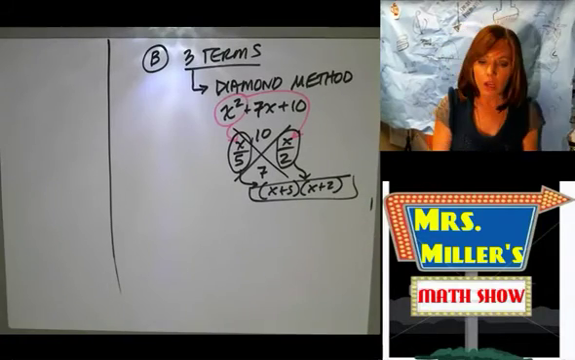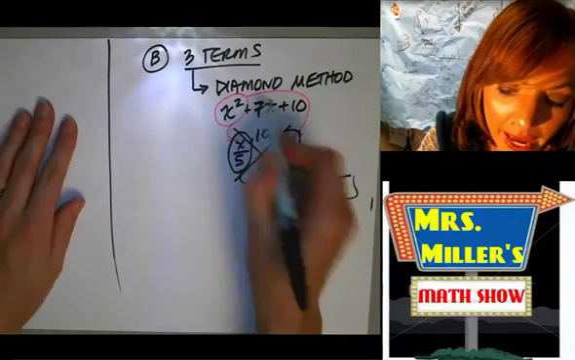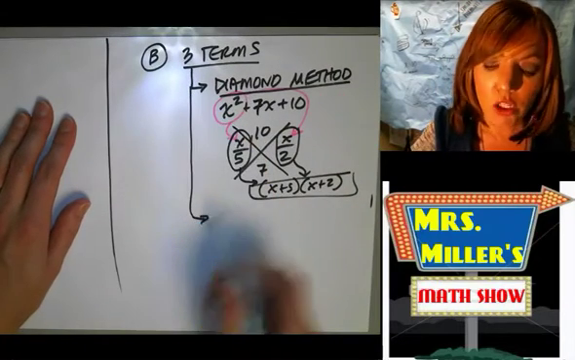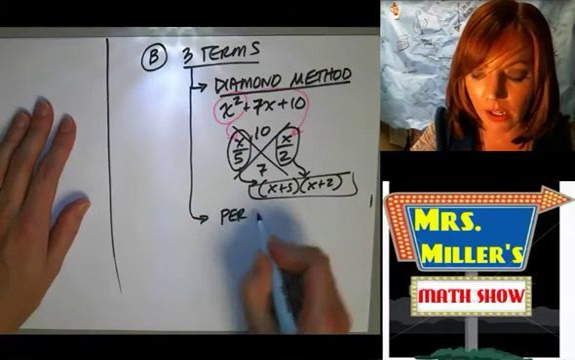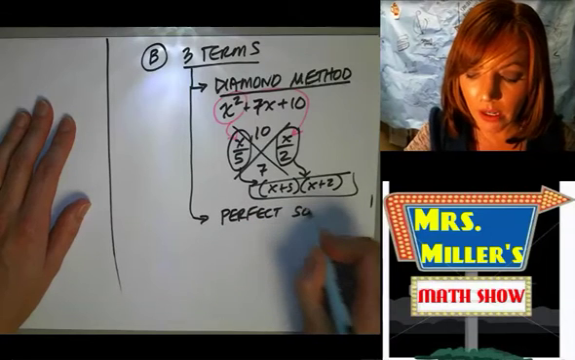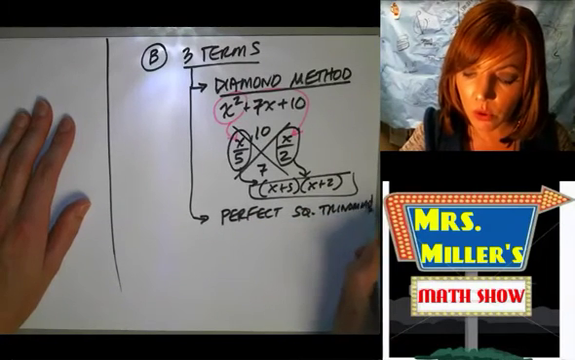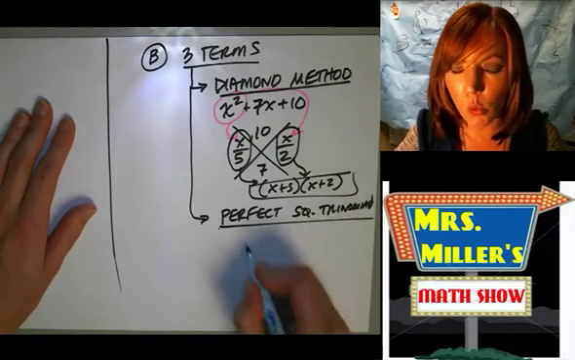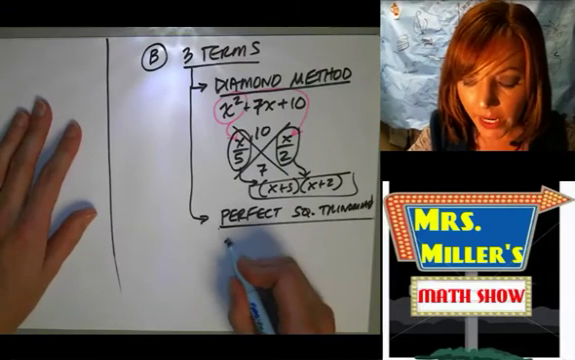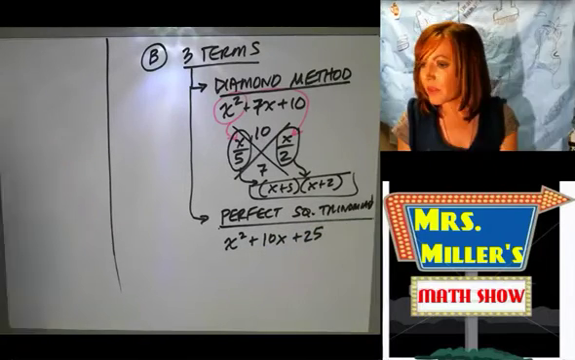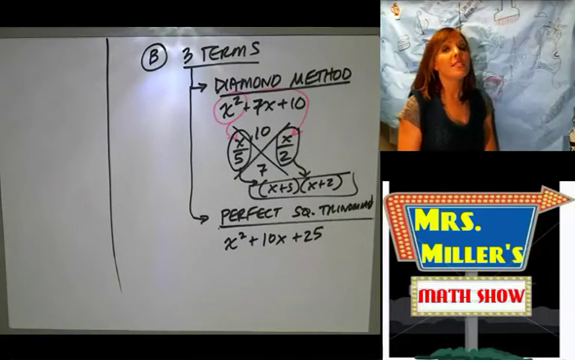Okay, now, that is if you have something that is not a perfect square, but you will have perfect squares here. So perfect square trinomials. Let me give you a couple examples of these. What if we have something like x squared plus 10x plus 25? X squared plus 10x plus 25. This is a perfect square trinomial.